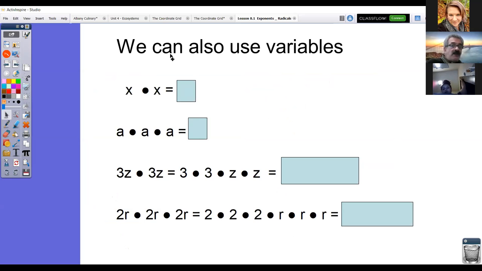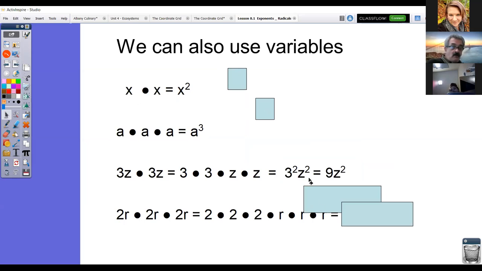But I did also want to show you that we can also do this with variables. Variables are the letters, all right? X times X will be X squared. A times A times A is A to the 3rd power. Here's where it's going to get a little bit more confusing, okay, where 3z times 3z, so all I did, remember multiplication, it doesn't matter the order, so all I did is I rearranged this, because 3 times z times 3 times z, I just rearranged this, so 3 times 3 times z times z, all right, well, that would be 3 squared times z squared, and I would just rewrite it this way. And 3 squared is just 9, so 9z squared.